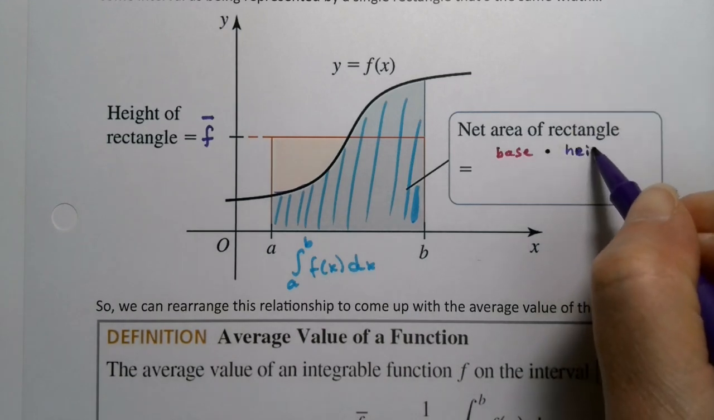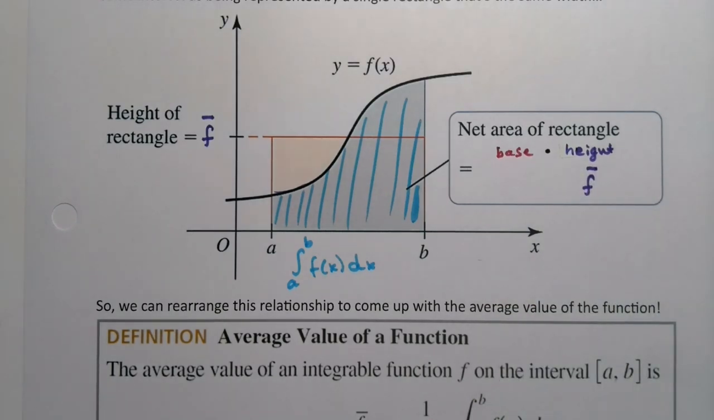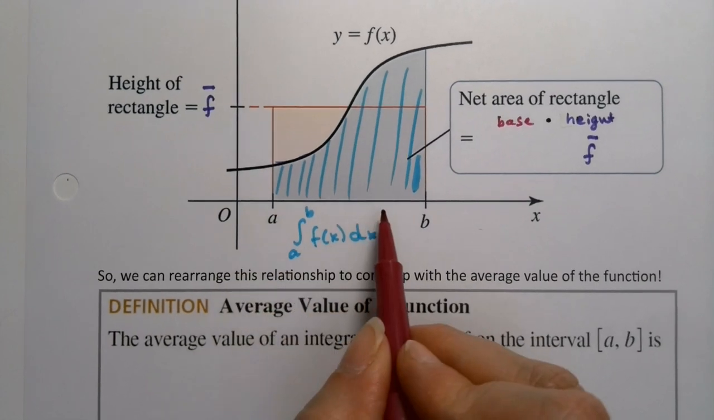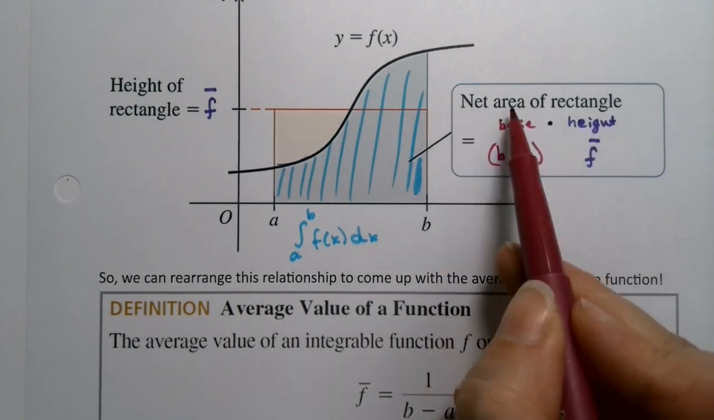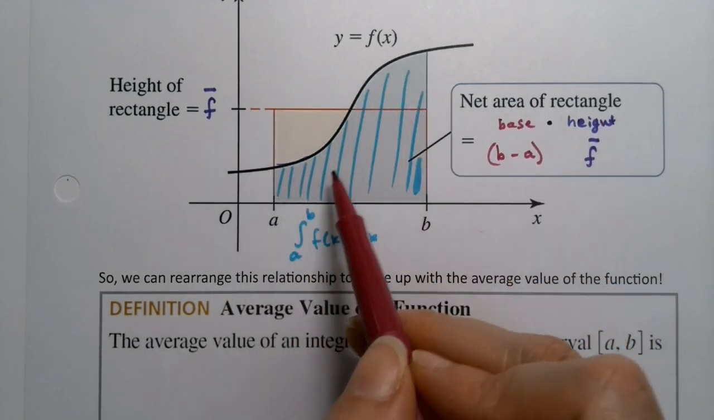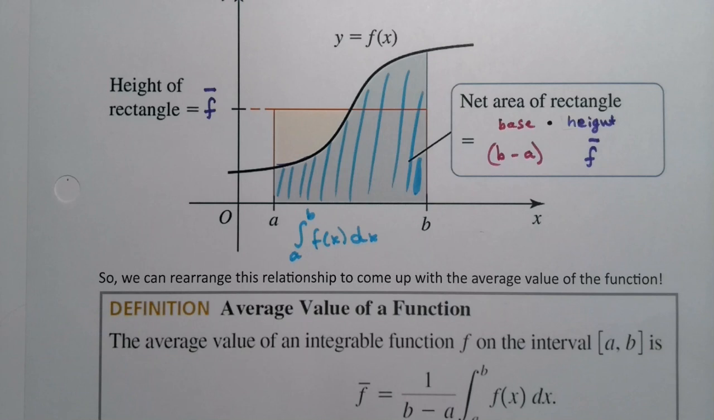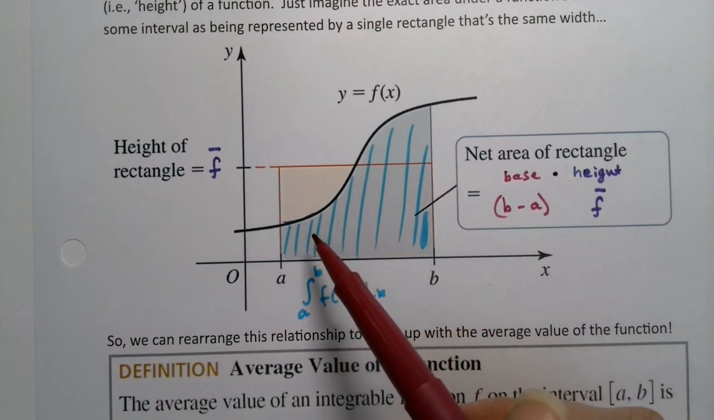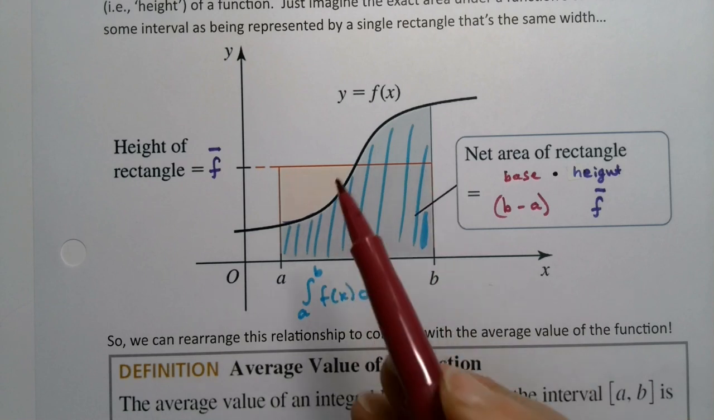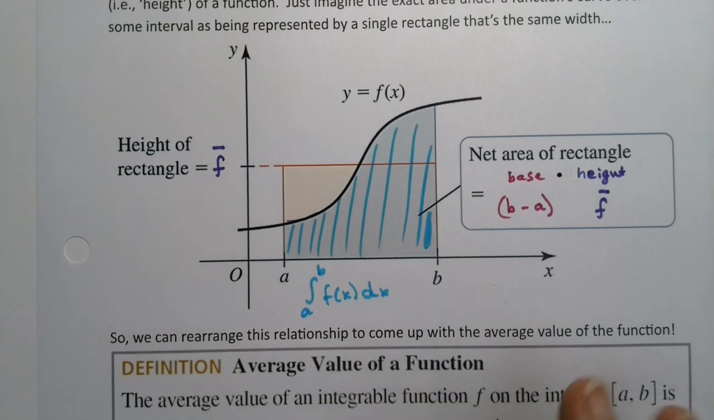So what's the height of that rectangle? Well, the height of the rectangle is f bar, and the base is the distance from a to b, which is b minus a. I want this rectangle to be equal to this area. By definition, if I can do that, then that height is the average height, the average function value. So let's say it again. This net area under the curve is equal to this net area of the rectangle. If I can make that happen, then the height of the rectangle will be equal to the average value of the function. So all I have to do is rearrange it.